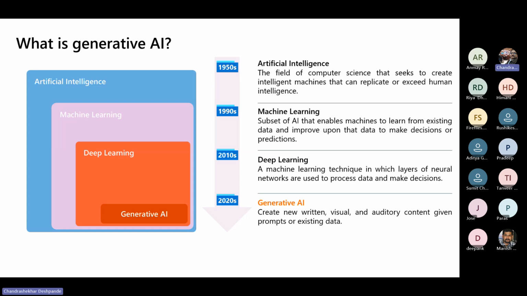Thereafter, we saw the era of machine learning, where machine learning, which are all mathematical or statistical algorithms, can be used to do future predictions. So it is a subset of AI. Remember, artificial intelligence is an umbrella term within which machine learning, deep learning, and generative AI, all these are the sub-terms. So a subset of AI that enables machines to learn from existing data and improve upon that data to make decisions or predictions.